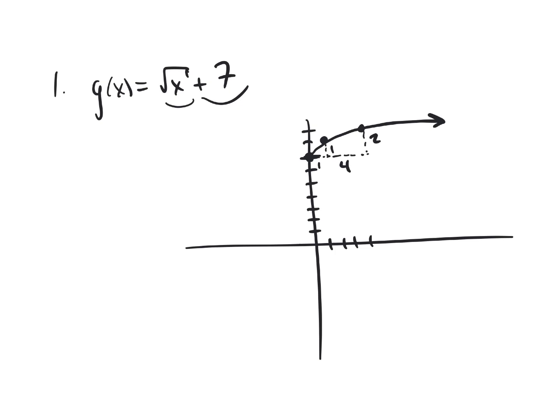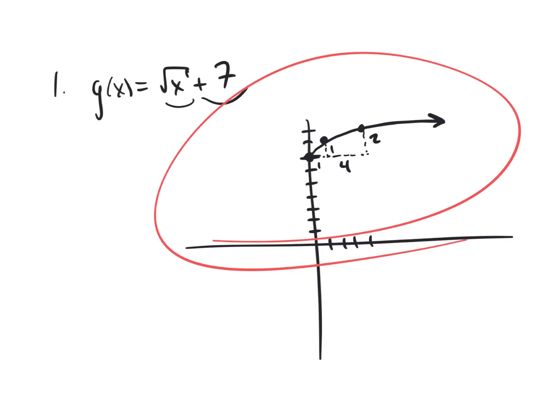All right? So this is what we're looking for. This is what I'm going to be looking for on Thursday. The starting point, then over 1 up 1, over 4 up 2. Okay? So let's do the next ones. In the assignment, I asked you to do 1, 2, 3, and 4. So here's number 2.